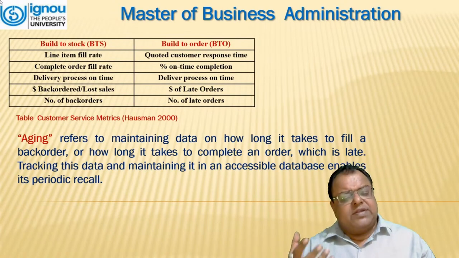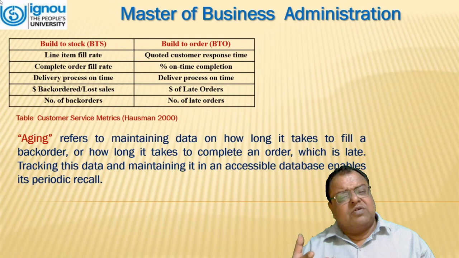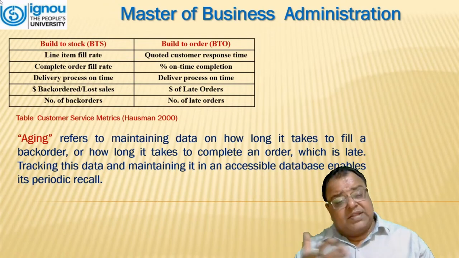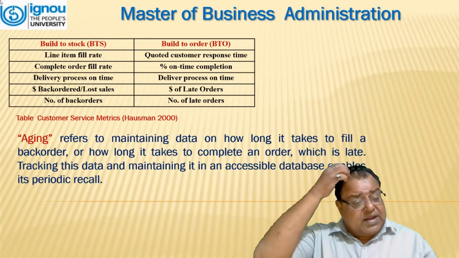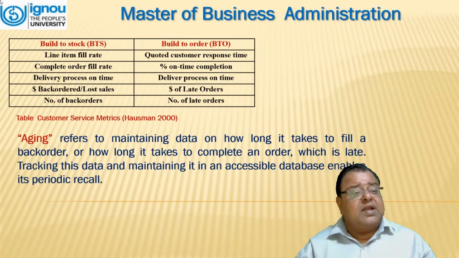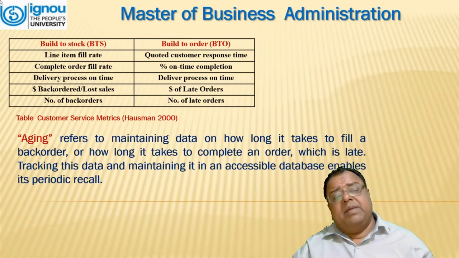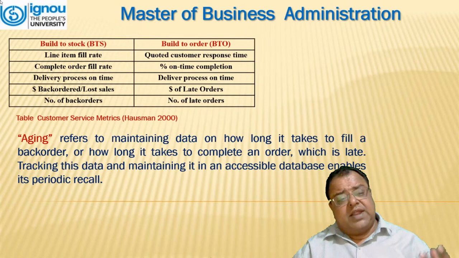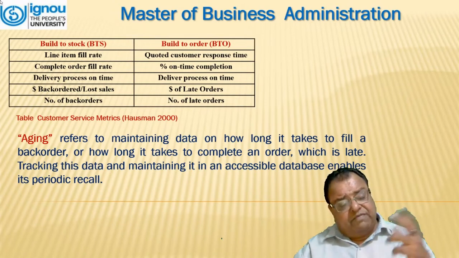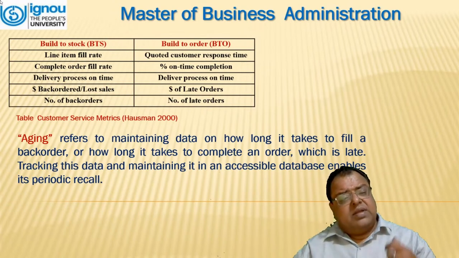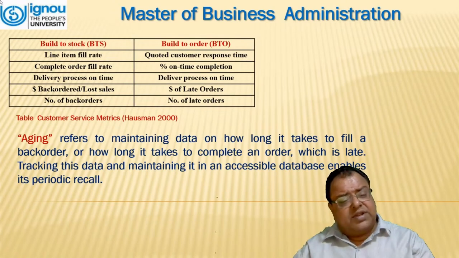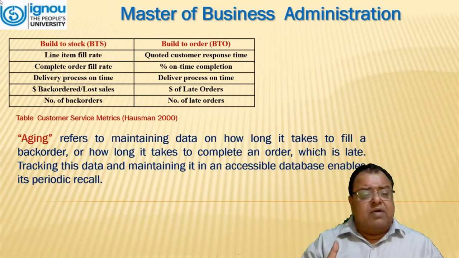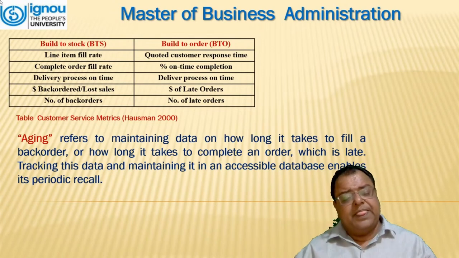The supply chain is related to two things: built to stock or built to order. If we compare these two activities in terms of customer service metrics, build to stock, that is BTS, means line item fill rate, complete order fill rate, delivery process on time, back ordered or lost sales, and number of back orders.